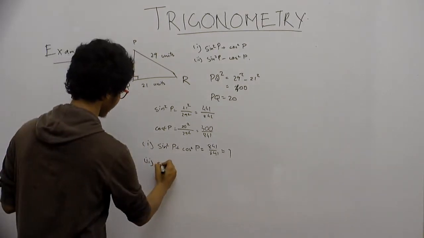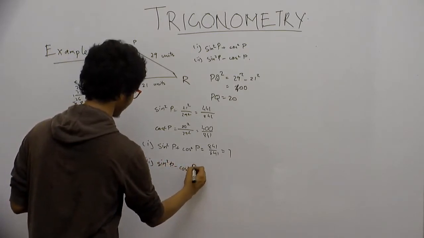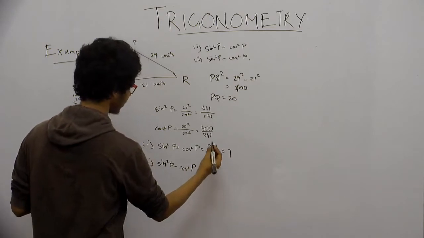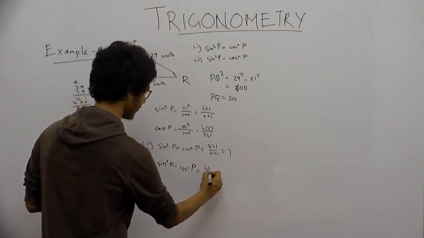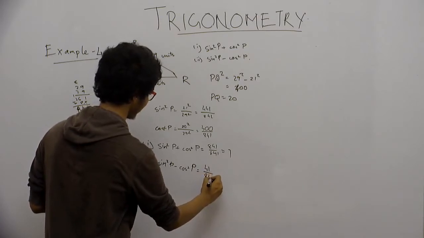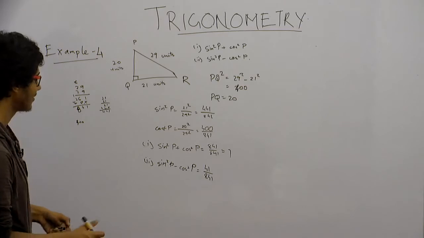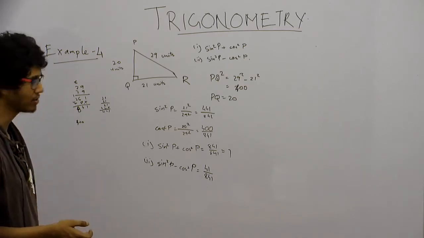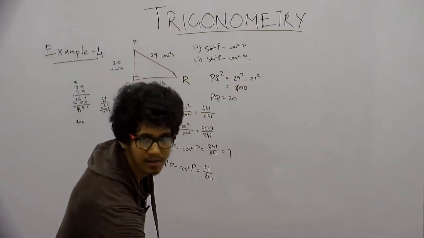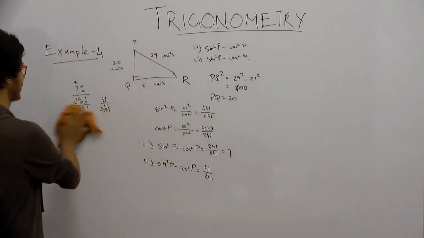And now we do the subtraction. Sine square P minus cos square P, we get 441 minus 400, which is 41 divided by 841. If anywhere it's asked for simplification, we can see if it's able to be simplified or not. Otherwise, this is enough for the question, for the example at hand.